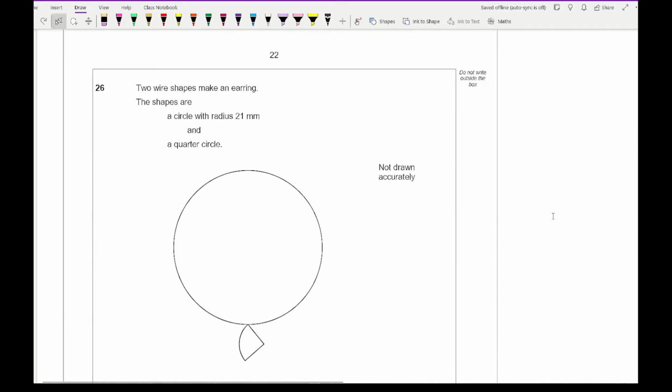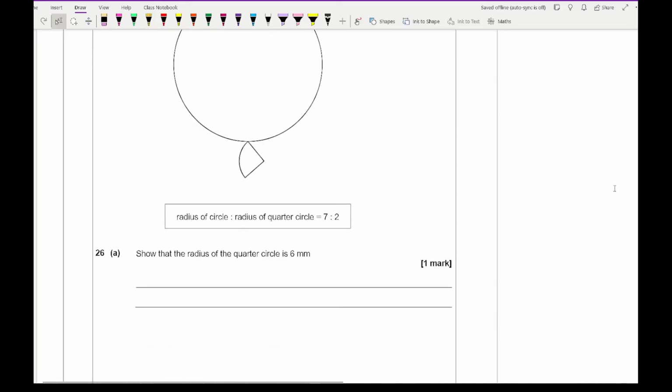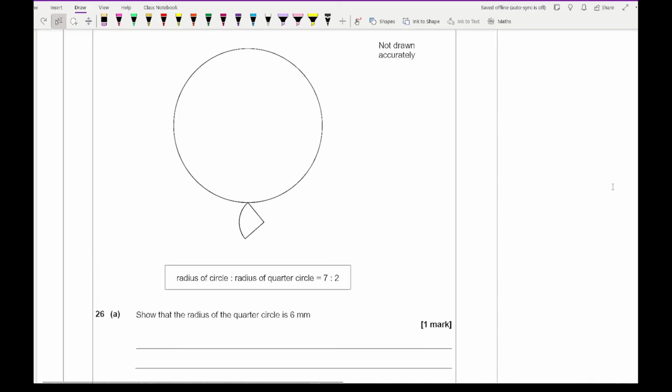And then looking at question 26, it says two wire shapes make an earring. The shapes are a circle with a radius of 21 millimeters and a quarter circle. And it says the ratio of the radius of the circle to the radius of the quarter circle is 7 to 2. Show that the radius of the quarter circle is 6.